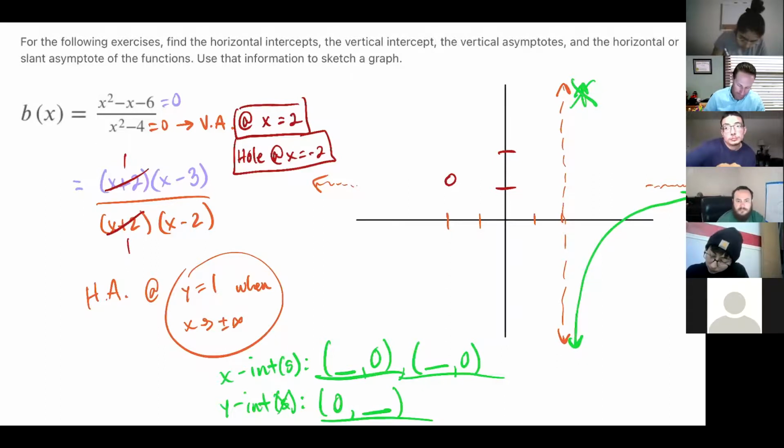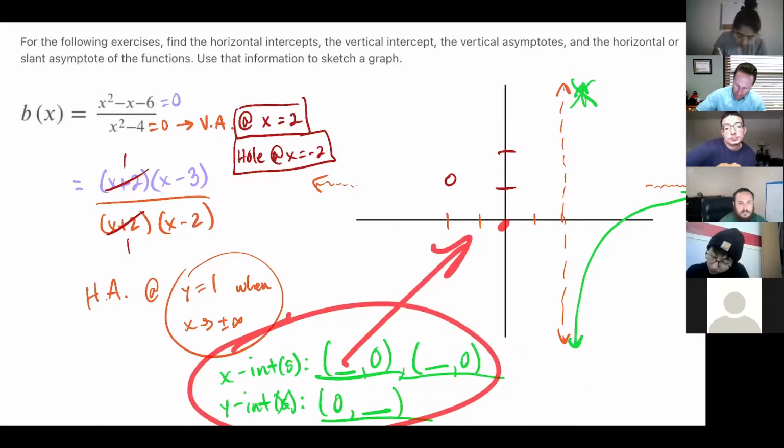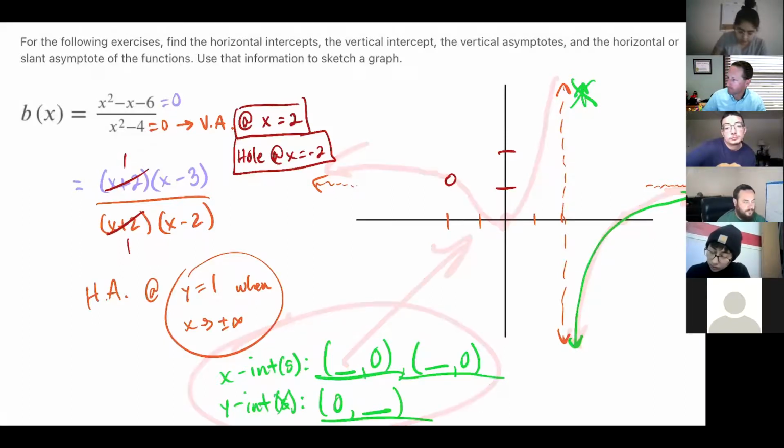So these are the types of things that we want to add on to find where it crosses through the x or y axis, for example. And then that will give us a better reading of where to graph this, for example.